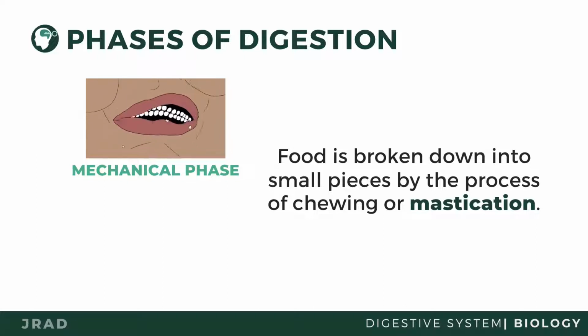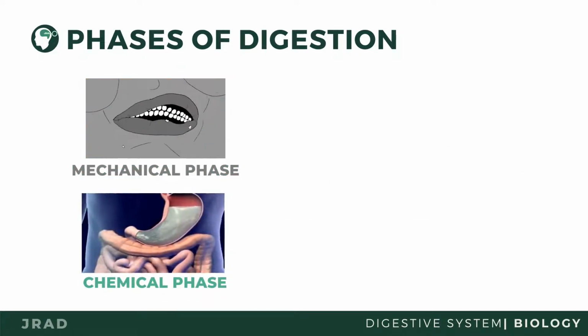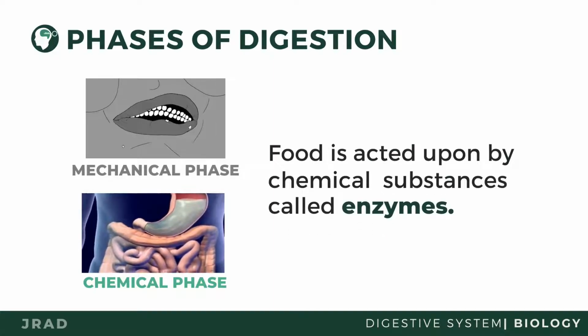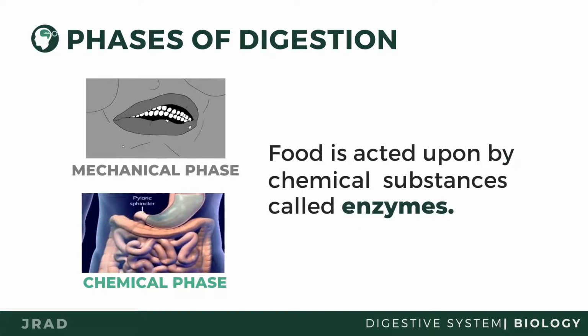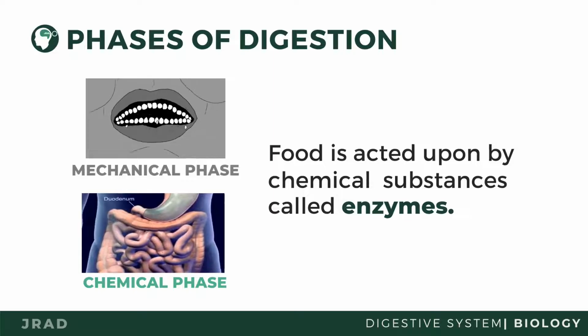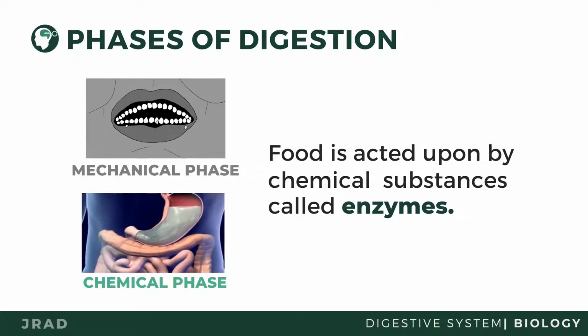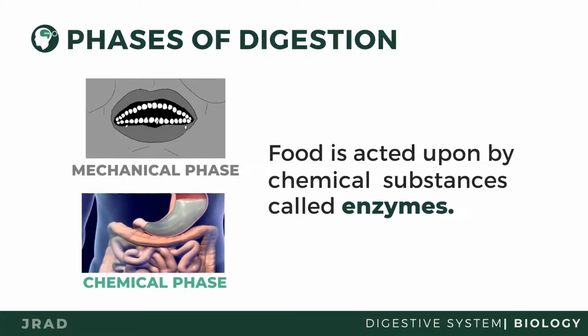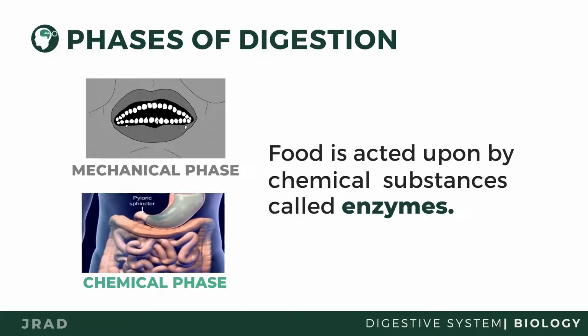Food is also lubricated by the saliva in the mouth and gastric juices in the stomach. During the chemical phase, on the other hand, food is acted upon by chemical substances called enzymes. These enzymes are secreted together with the digestive juices to change food into its simplest equivalents, which can now be used by the body.